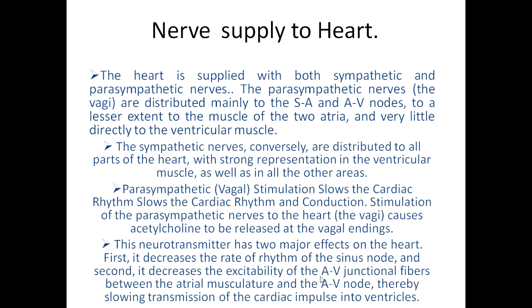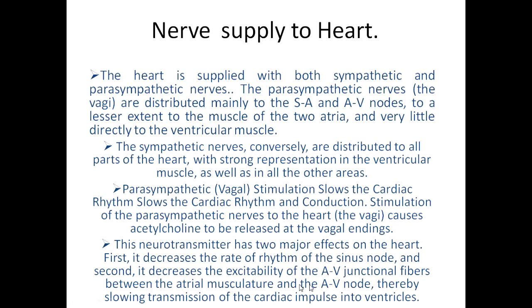Secondly, it decreases the excitability of the AV junctional fibers, the atrioventricular junctional fibers. Where are they located? Between the atrial musculature and the AV node. From the atrial musculature to the AV node there are some fibers connected, to conduct the impulse from the atrium to the AV node. From the AV node, it is transmitted to the ventricles.